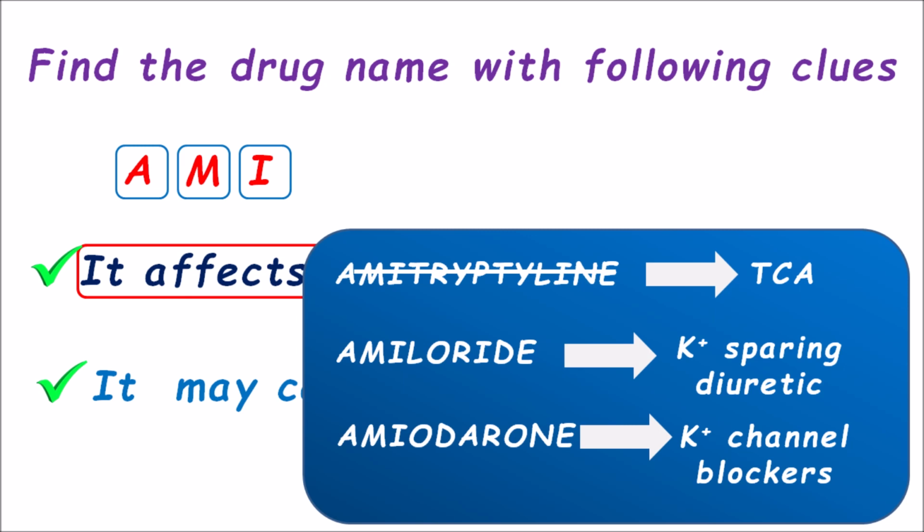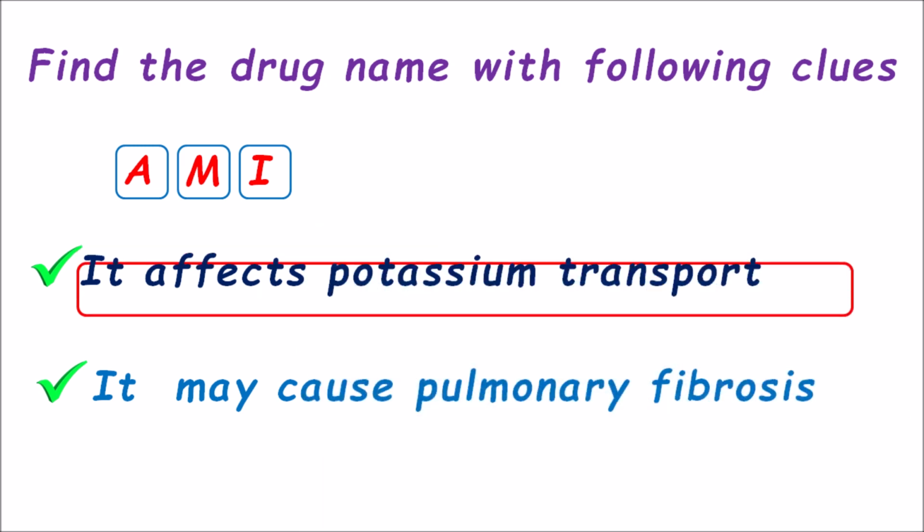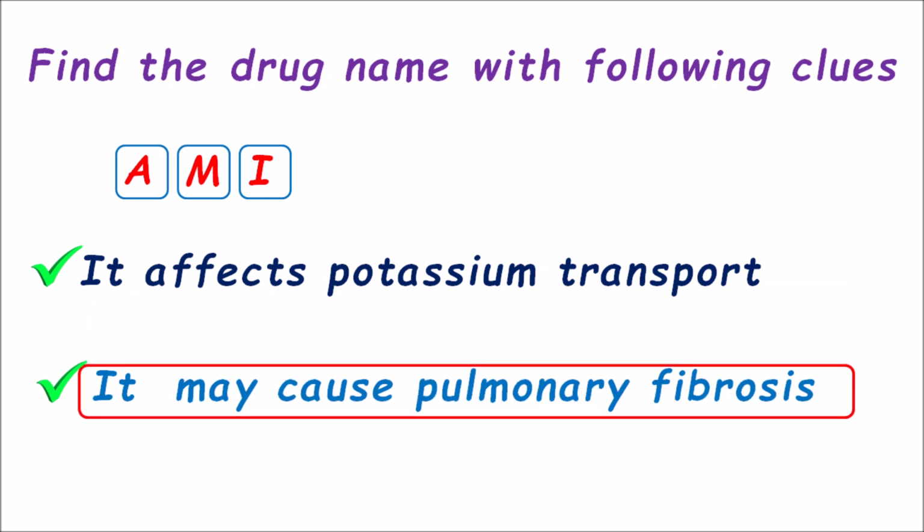But the other 2 drugs, amiloride and amiodarone, can affect the potassium transport. Amiloride is going to reduce the potassium secretion and amiodarone is going to block the potassium transport out of the cardiac membrane. Now, in order to identify the right answer, let us go for the next statement. The next statement is that it may cause pulmonary fibrosis. So among these two drugs, amiodarone and amiloride, which produces pulmonary fibrosis?